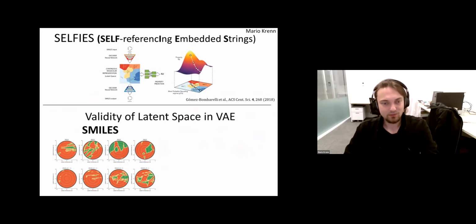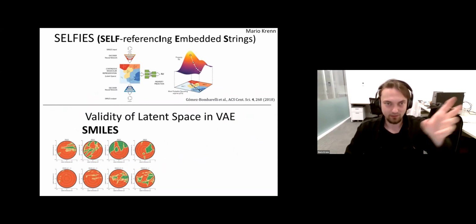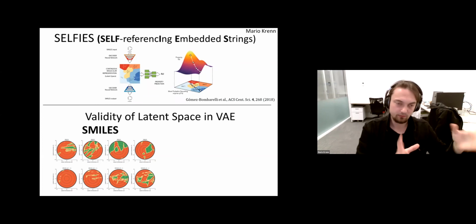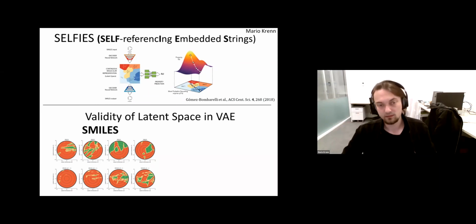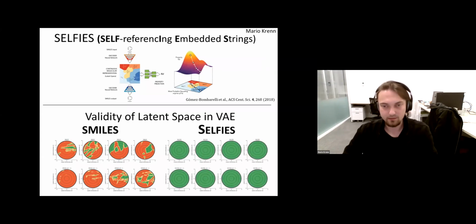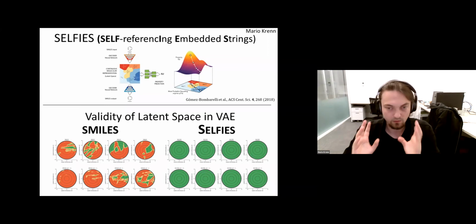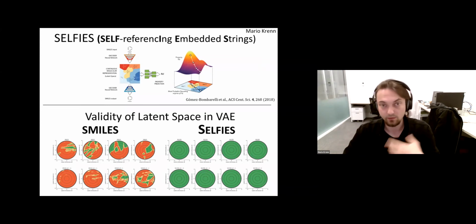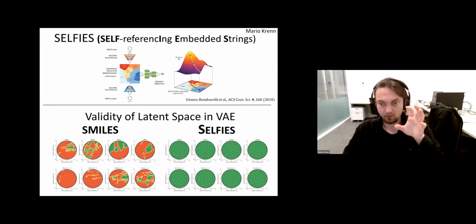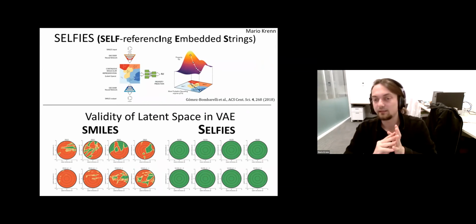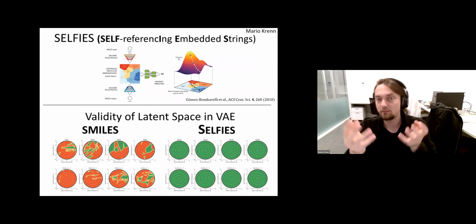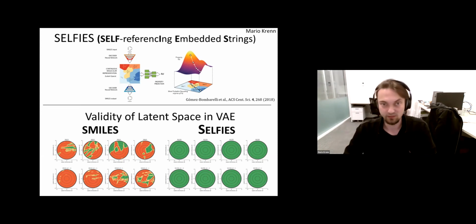So this was the picture that I've shown to you before, the variational autoencoder and kind of sampling through the latent space. This is how it looks with SMILES. And this is how it looks with SELFIES. Every point in the latent space is valid, and that should simplify the continuous optimization of molecular properties.